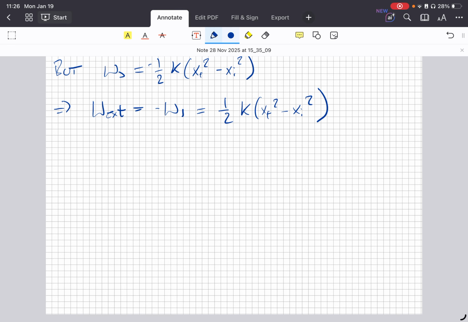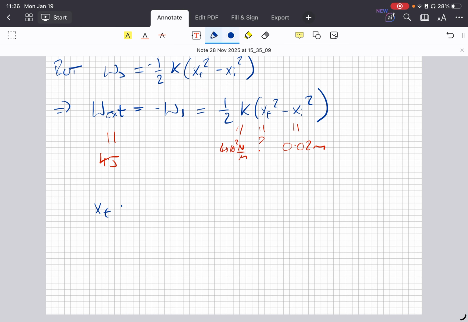We know what xi is. This is just equal to 0.02 meters. Okay, that's our xi. This is the thing we're trying to find, our xf. We know what k is. We calculated it in the first part of the question to be 4 times 10 to the 3 newtons per meter. And we know what the work done by the external force is. We're told in the question we do 4 joules of work. Okay, so what this comes down to is just rearranging this equation to find what xf is, and I'll leave that as an exercise for you to do.